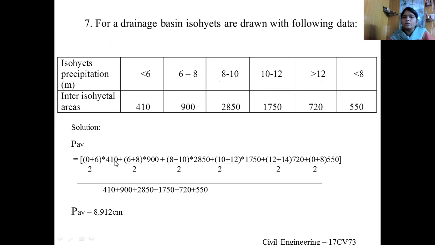0 plus 6 divided by 2 into 410, 6 plus 8 divided by 2 into 900, 8 plus 10 divided by 2 into 2850, 10 plus 12 divided by 2 into 1750. This one is greater than 12, so you can take 13, 14. Here it is taken as 12 plus 14 divided by 2 into 720. And since this is less than 8, again 0 is taken: 0 plus 8 divided by 2 into 550. Entire sum divided by the total area 410 plus 900 plus 2850 plus 1750 plus 720 plus 550 will give us 8.912 centimeters.